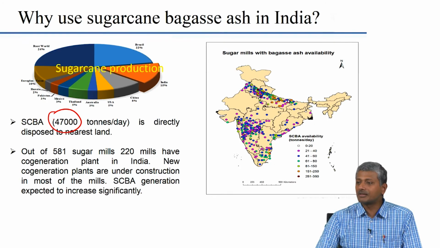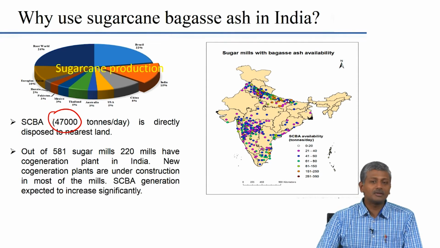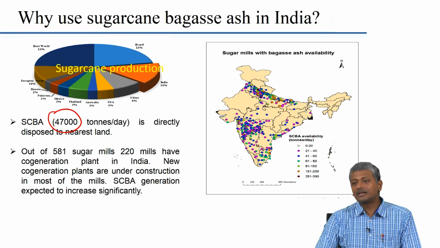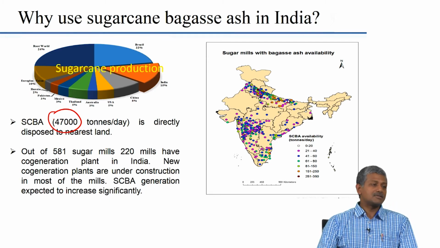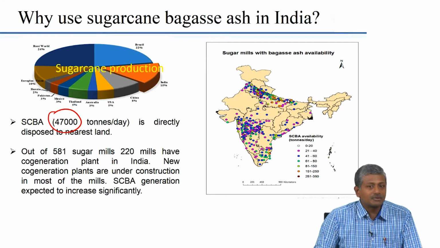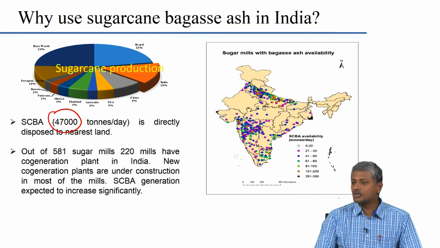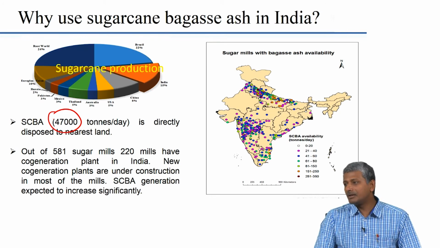How much fly ash is generated per year? 250 to 300 million tons of fly ash. How much cement is manufactured in India per year? About 300 million tons. So, fly ash availability is nearly the same as the extent of cement manufactured in India, but bagasse is only showing up to be 1.5 million tons.